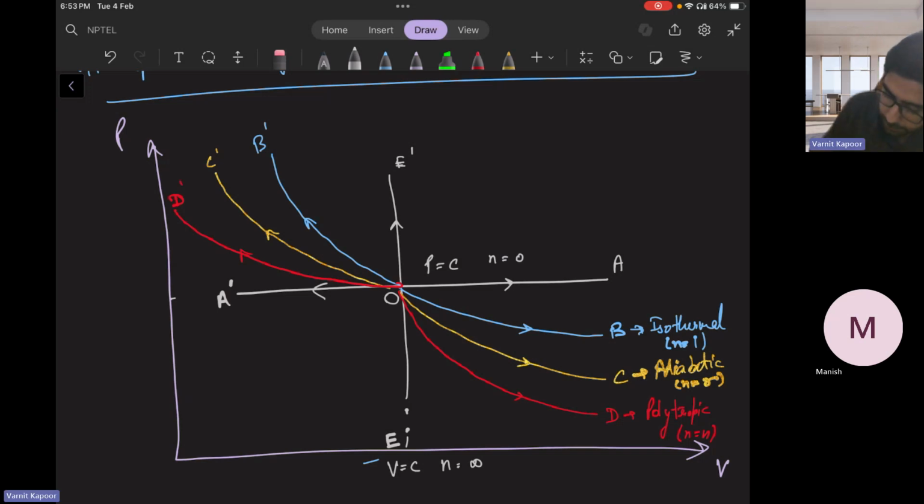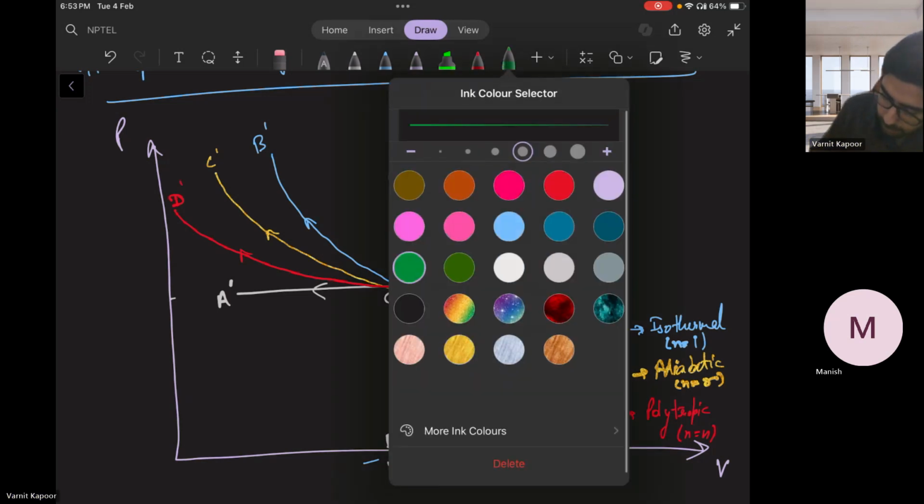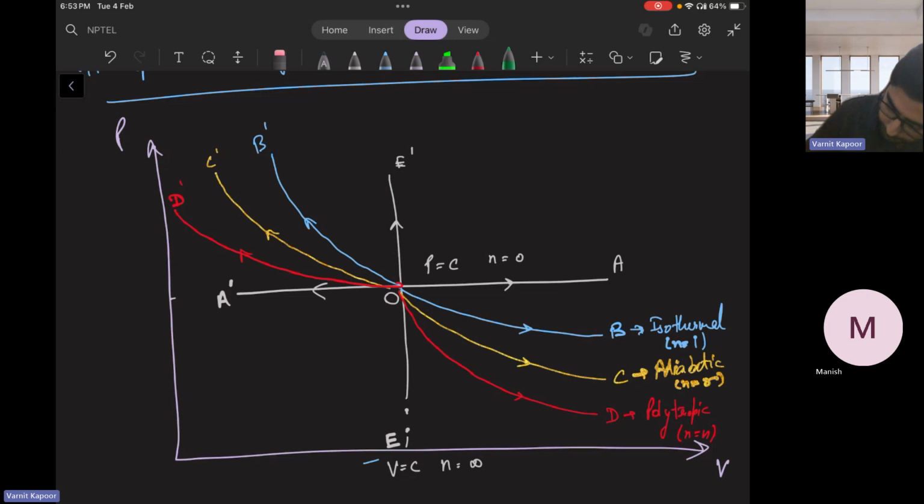So I'll write here, this is expansion. And this is all about compression.